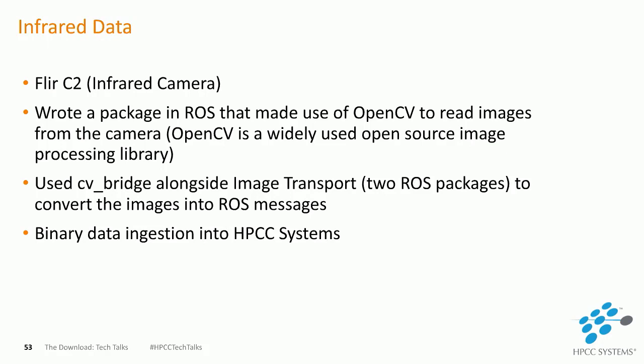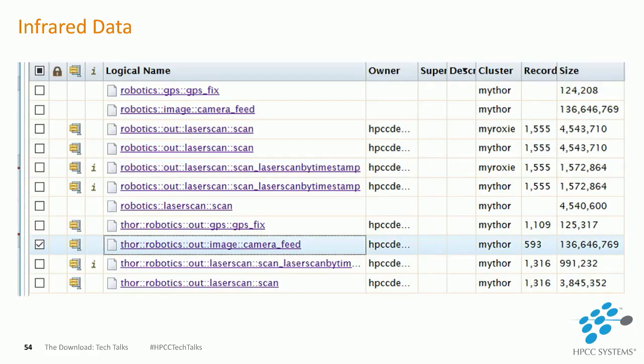And the way I did this was I wrote a package in ROS that used OpenCV to read the images. OpenCV is an open source image processing library. And then I used two more open source ROS packages to convert the images into messages, which I then gave to the ROS package I'm writing as part of my project to ingest it into HPCC systems. This is the resulting logical file.